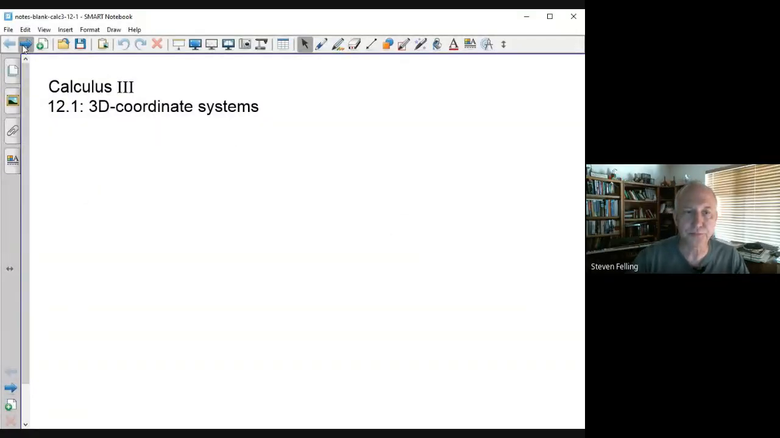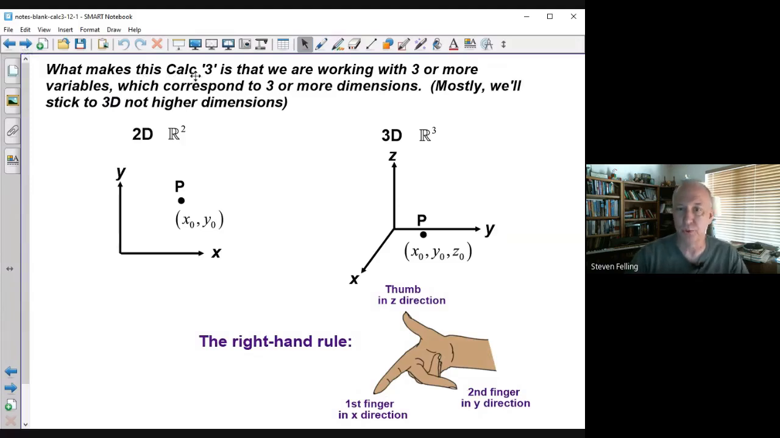So to start, what makes this Calc 3 is that we're working with 3 or more variables. Normal functions have 1 input variable and 1 output variable, and in the calculus that we've studied so far in Calc 1 and Calc 2, all the functions were single variable functions. In other words, 1 input x, 1 output y. But what makes this Calc 3 is that we have multiple variables either as inputs or as outputs or as both. So we need a way to represent either the domain of the inputs or the domain of the outputs or both in more than 2 dimensions. This sounds complicated, but as we get into it, you're going to find that it's really not that bad.